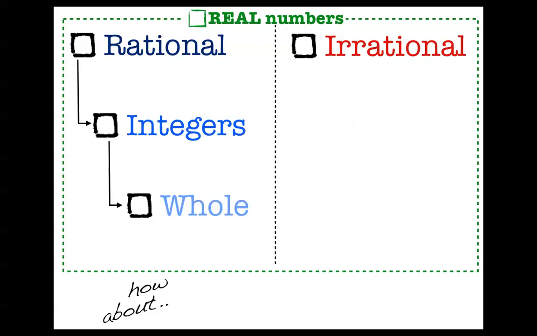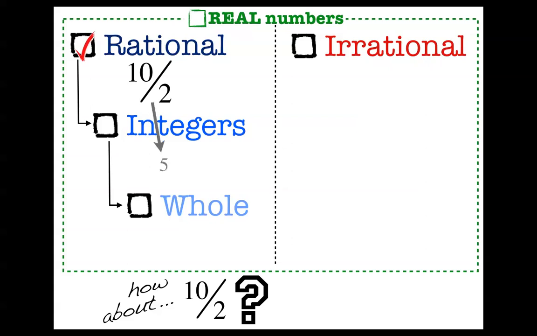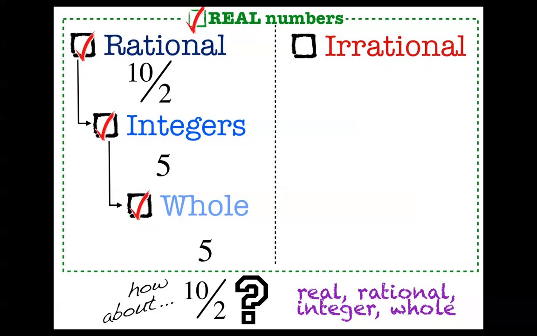Let's try a couple more. What about 10/2? Obviously rational, it's written as a fraction. Is it an integer? Yeah, actually it is because it reduces to 5. So it is an integer, and is 5 a whole number? Well, it is a non-negative integer, so it is a whole number as well. And again, all these numbers are real numbers, so the number 10/2 is real, rational, an integer, and a whole number. That's how we would classify 10/2.